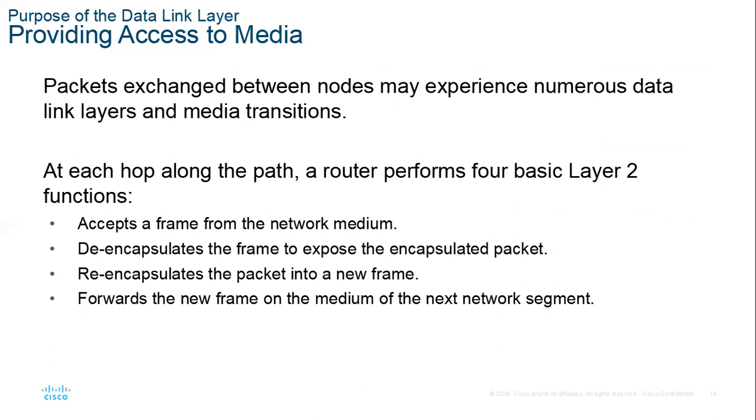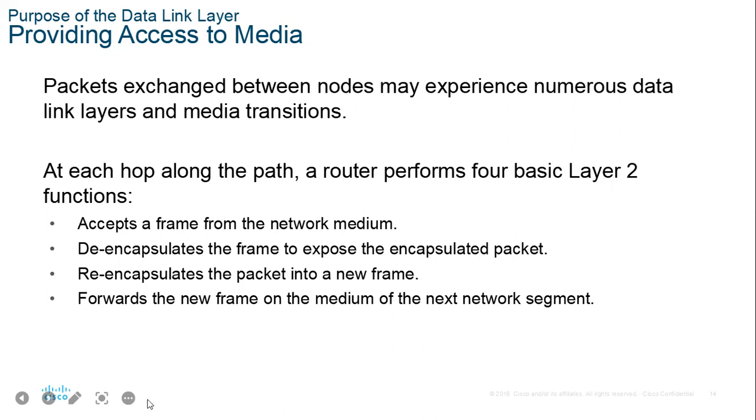utilizing internet, for instance, to wherever my destination is. So at each hop along the path, a router performs 4 basic layer 2 functions. So accept the frame, de-encapsulate it, re-encapsulate it, and forward it upwards.